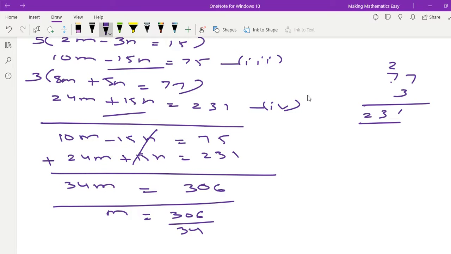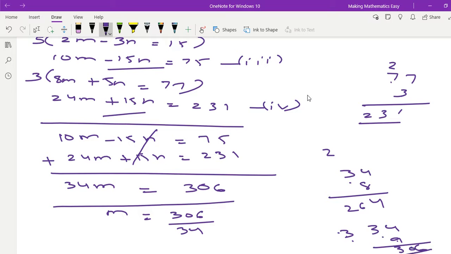So we can simply see, where does 306 lie in the table of 34? 8 threes are 24, 25, 26. So we are running short. So we will see 9 fours are 36. 9 threes are 27, 28, 29, 30. Correct? So this is 306. So the value of m is 9 now.